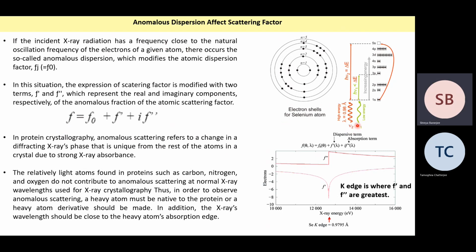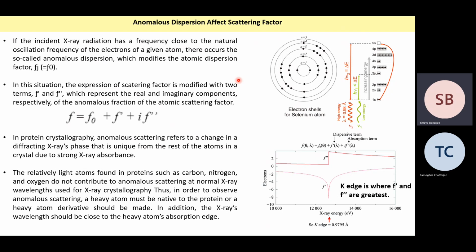Now, if your incident X-ray has a frequency close to the natural oscillation frequency of the electrons, there is something called anomalous dispersion. If you look at the atomic structure here, you have a high energy X-ray, which is enough to promote one of the 1s electrons to the empty 5s orbital. A low energy X-ray will not be able to do this. So in this case, when you have a high energy X-ray, there is an absorbance of the X-ray.